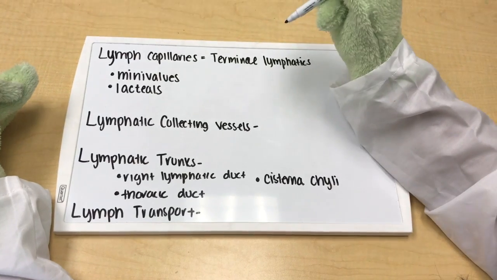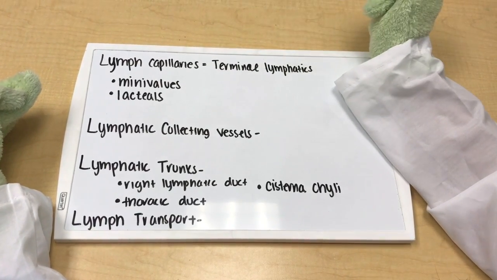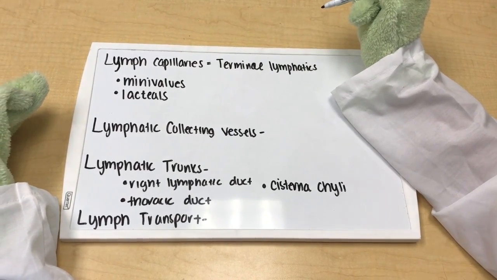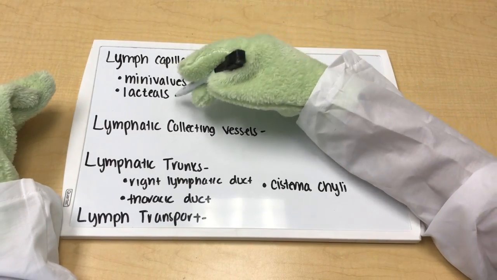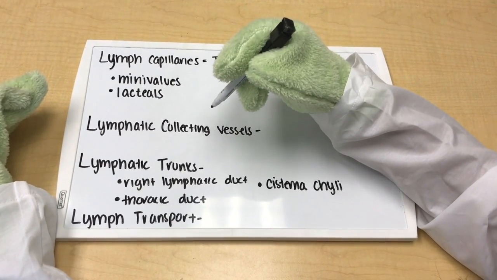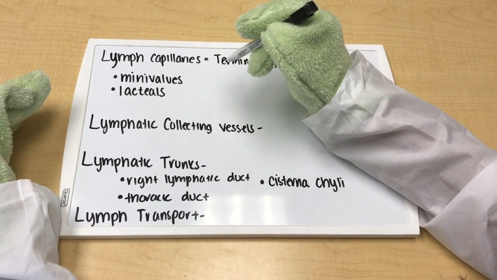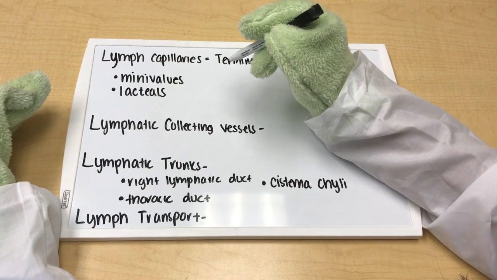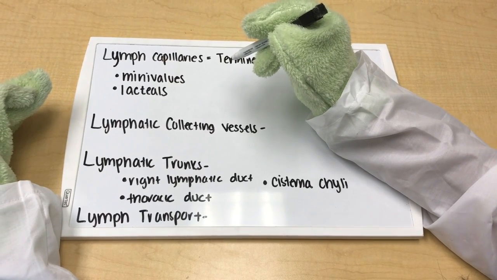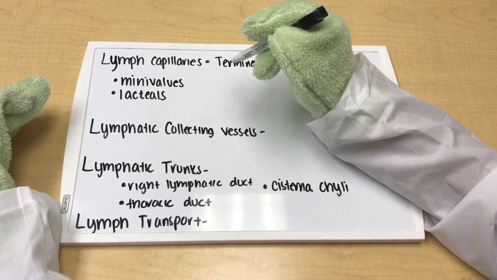Lymph capillaries, also known as terminal lymphatics, are made up of 2 key components: minivalves and lacteals. Minivalves let lymph into the lymph capillaries. Lacteals are lymph capillaries in the villi of the large intestines. They help absorb dietary fats, called chyle.